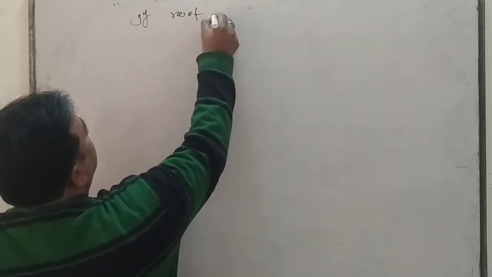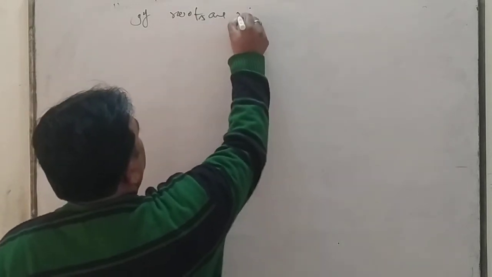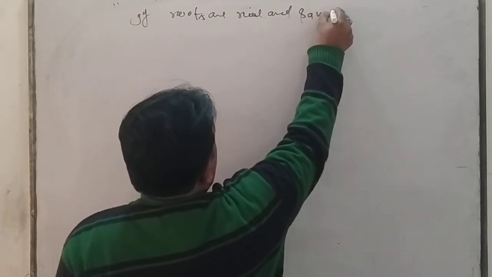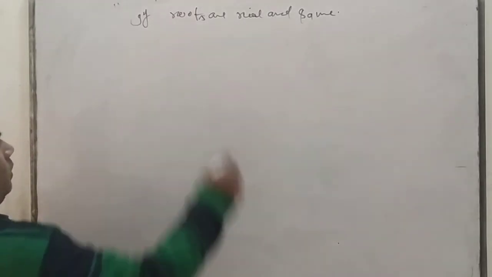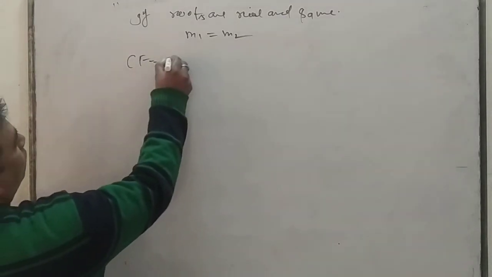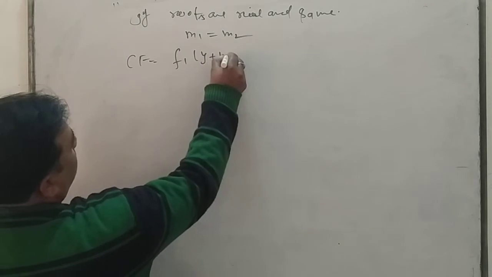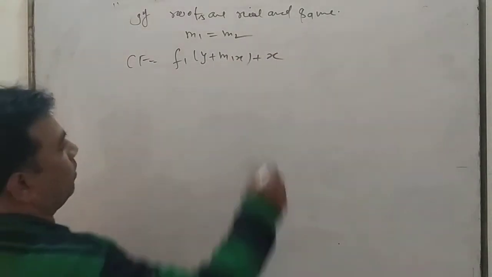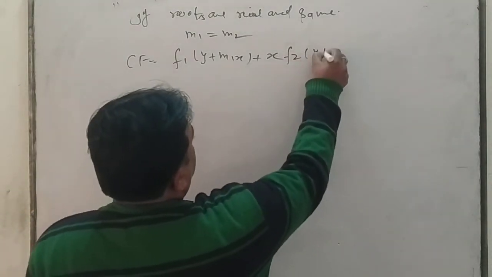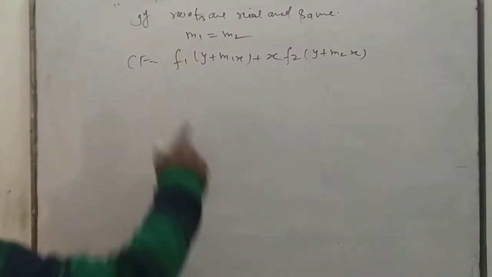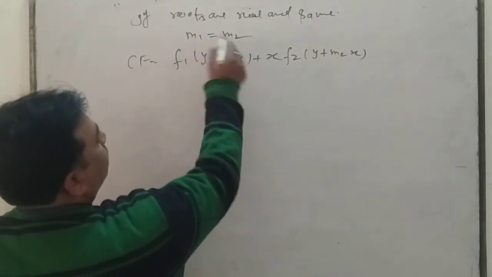If roots are real and same, we can say that m1 equal to m2. After that, you write the CF in the form of CF equal to f1 of y plus m1x plus x multiplied by f2 of y plus m2x in the second term. If the roots are real and same, then m1 equal to m2.